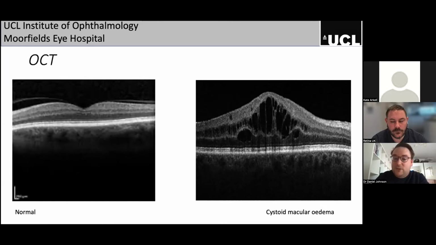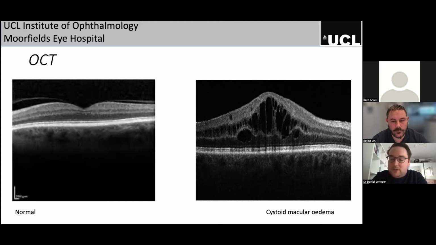So this is something called cystoid macular edema, which can be a feature in some retinal conditions, some inherited retinal conditions. And this is quite a severe case, but as you see, because this is such a sensitive part of the eye, this will have quite a dramatic impact on the vision.